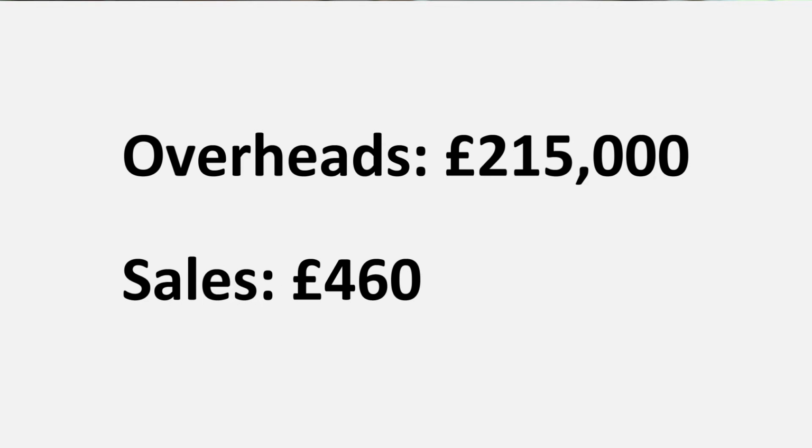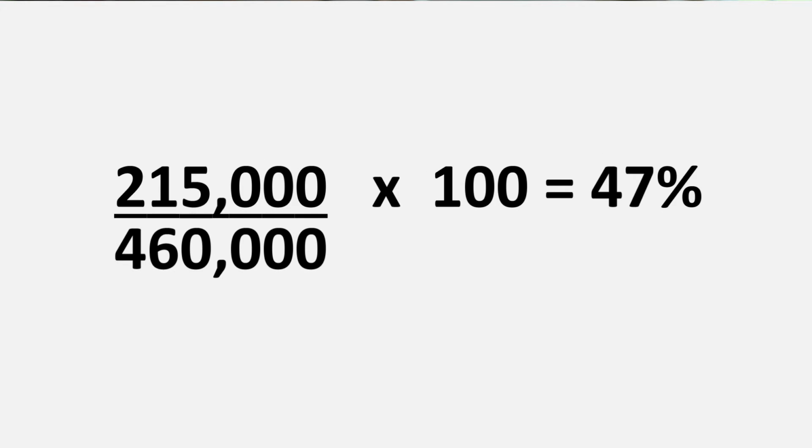So let's assume now that your overheads have increased to £215,000 and your sales are now £460,000. So the ratio again is calculated, overheads divided by sales, and in this case it comes to 47%. Now you can wonder, okay, we've gone from 44% up to 47%. Is that good or bad? Well, obviously it can be bad because it means that you are now spending 47 pence out of every pound on your overheads. You're not as efficient as you were before.